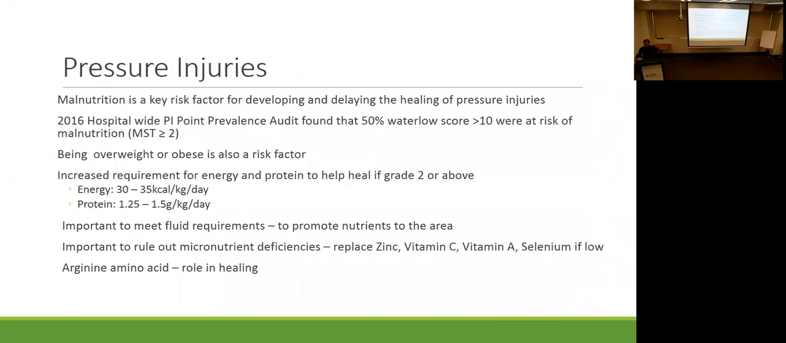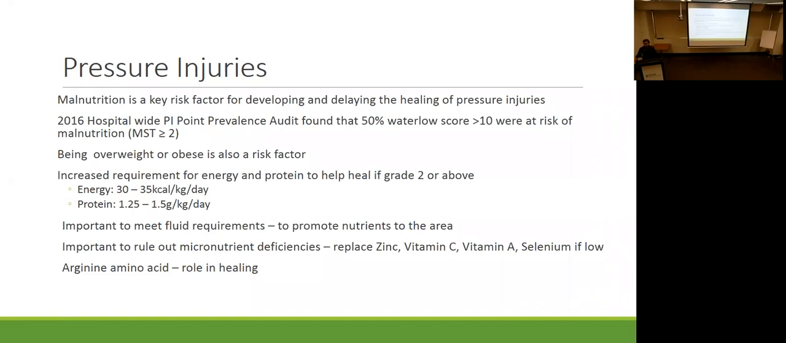And finally, pressure injuries. Malnutrition is a key risk factor for developing pressure injuries and also in the delay of their healing. In that audit that we did, we found that 50% of patients that had a Waterlow score of 10 or more, so that were at risk of pressure injuries, had a malnutrition score of 2 or more, which meant that they were at risk of malnutrition. Being overweight or obese also puts patients at risk of developing pressure injuries.